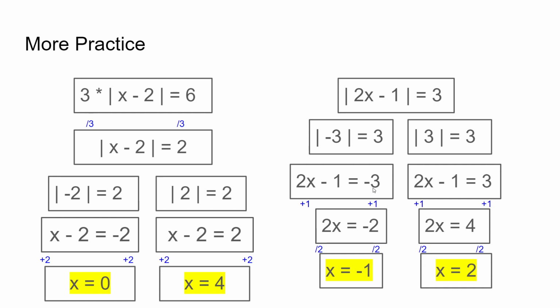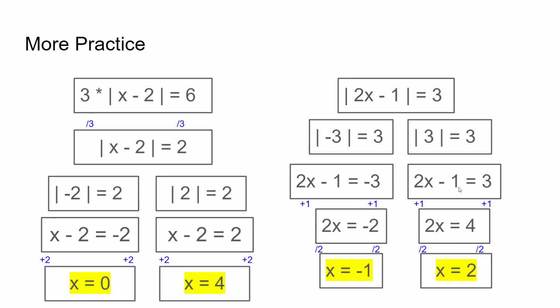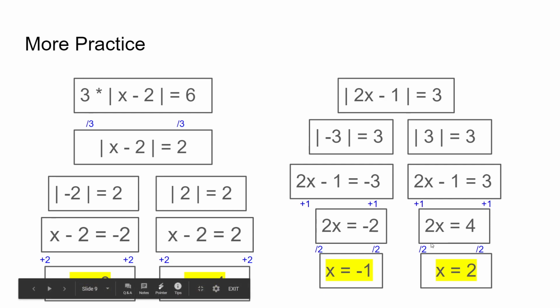First step is to add 1 to each side, so we will get 2x is equal to negative 2. Then we can divide by 2 on each side, and we get x is equal to negative 1 as our first answer. The next answer, we have 2x minus 1 is equal to 3. We will add 1 on each side to cancel out the 1 here, and then we will get 2x is equal to 4, and then divide by 2 on each side to isolate our x, and 4 divided by 2 is 2, so x is 2 and x is negative 1 are our two answers.